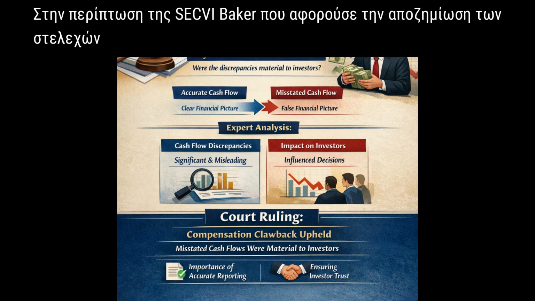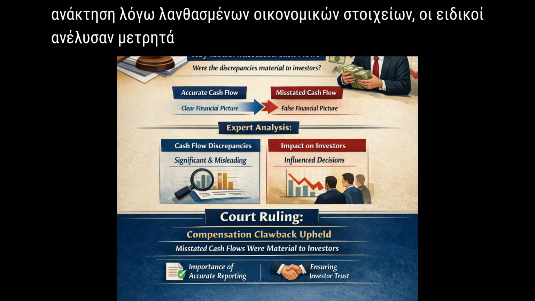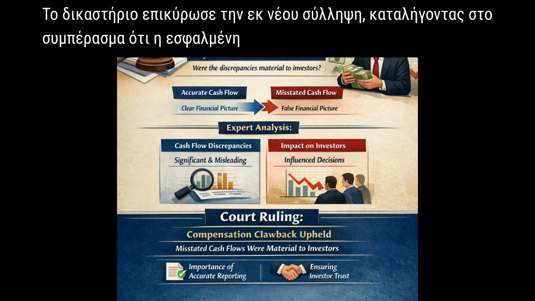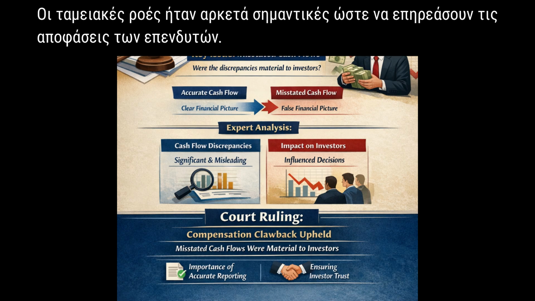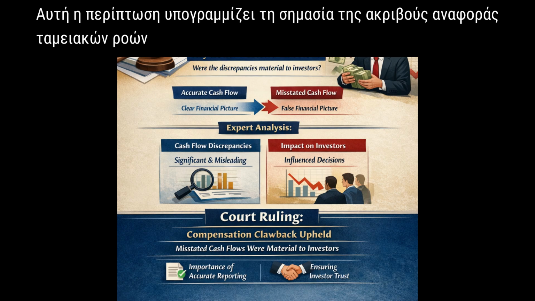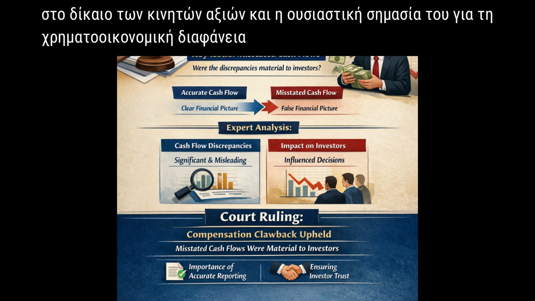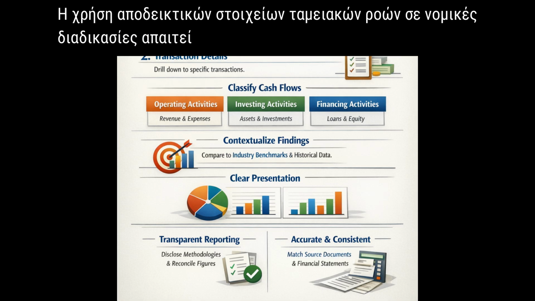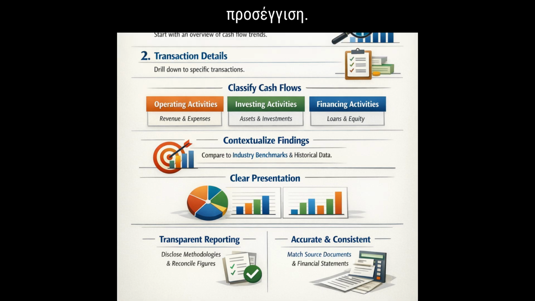In the case of SEC v. Baker, involving executive compensation recapture due to misstated financials, experts analyzed cash flow discrepancies to assess their materiality to investors. The court upheld the recapture, concluding that the misstated cash flows were significant enough to impact investor decisions. This case highlights the importance of accurate cash flow reporting in securities law and its material relevance to financial transparency and accountability. Using cash flow evidence in legal proceedings requires a strategic approach.